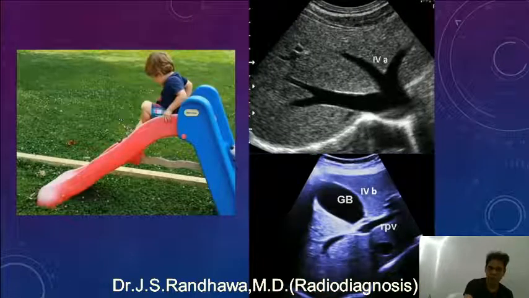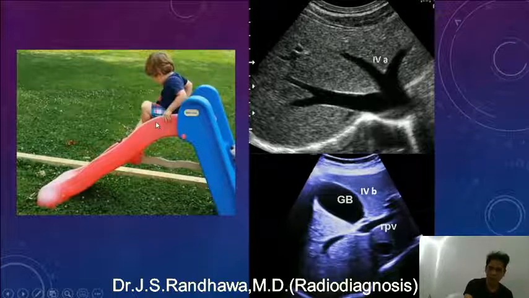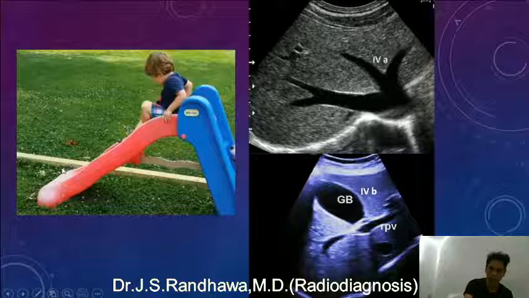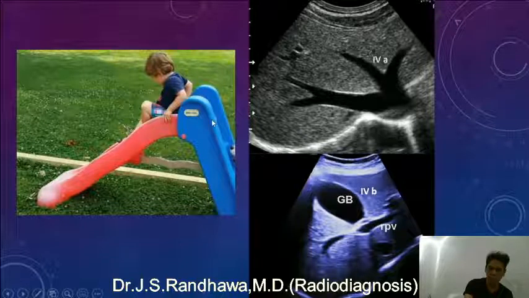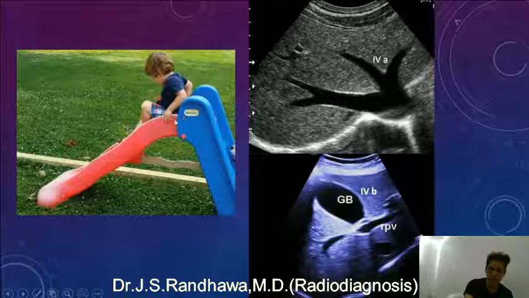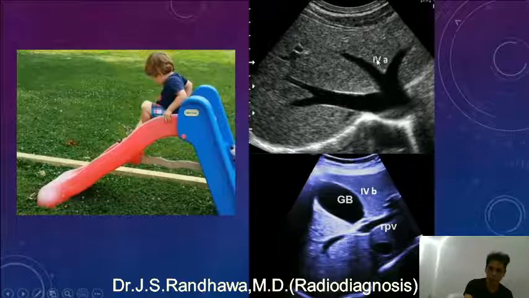Now if you see this picture, you can make out a child moving down the slope, moving from superior to inferior. So in the same way segment number 4 is divided into 4A and 4B. 4A is the superior one, just like a child here at this position. So we have 4A superior and 4B inferior. Inferior means at the level of the gallbladder. So segment 4 is divided into 2, 4A and 4B. 4A is superior and 4B is inferior.